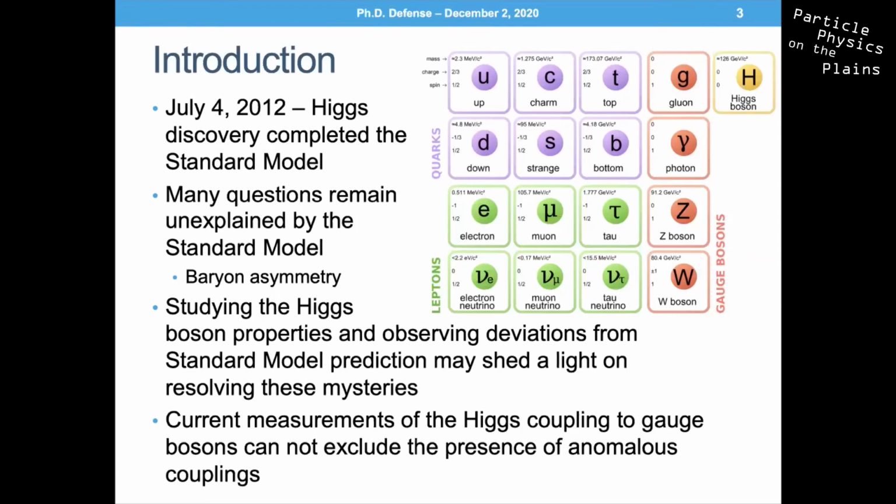So for this talk, what we want to do is look at the anomalous couplings of the Higgs to gauge bosons, because the current measurements are all consistent with the standard model, but the uncertainty on those measurements is still large enough that there could be anomalous couplings hiding in the uncertainties. So we want to make really good measurements there and see if there's any anomalous couplings.